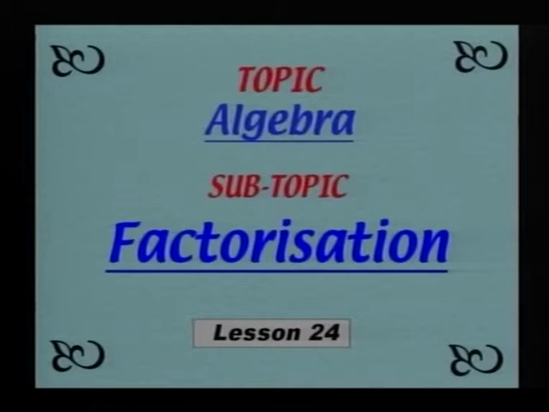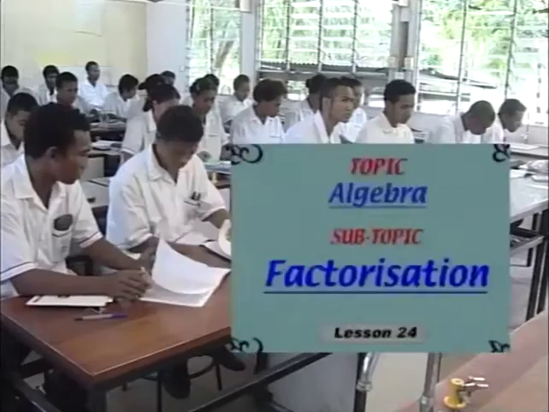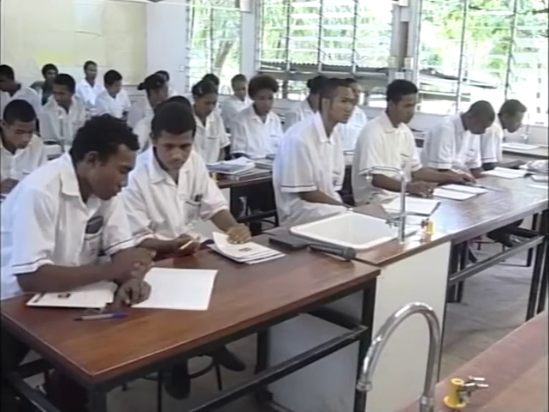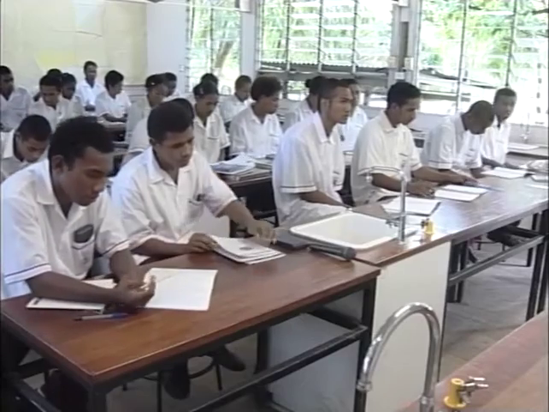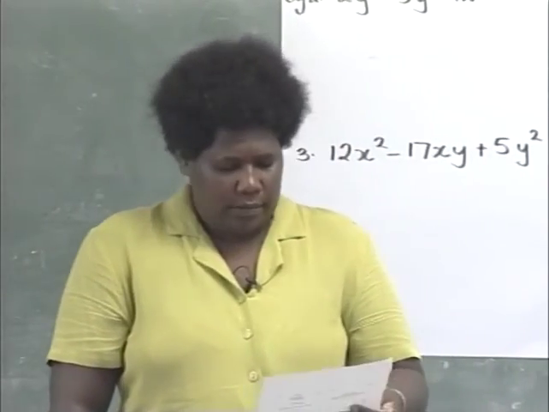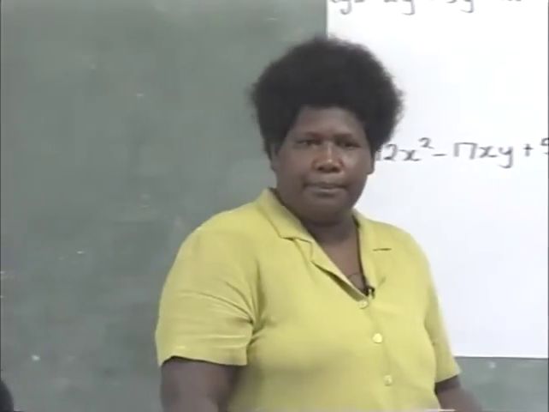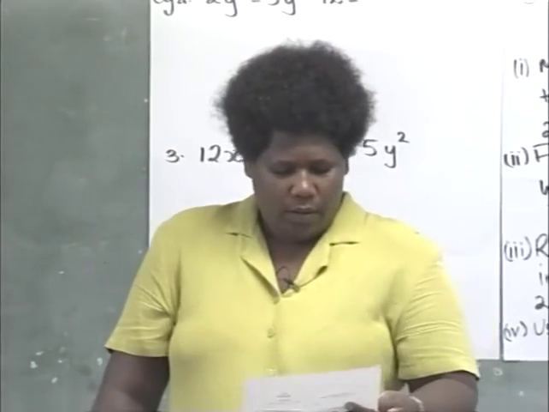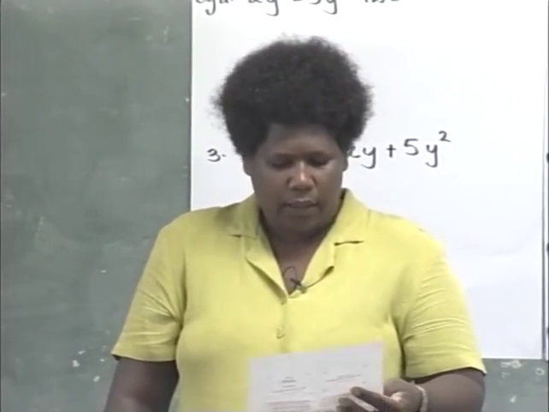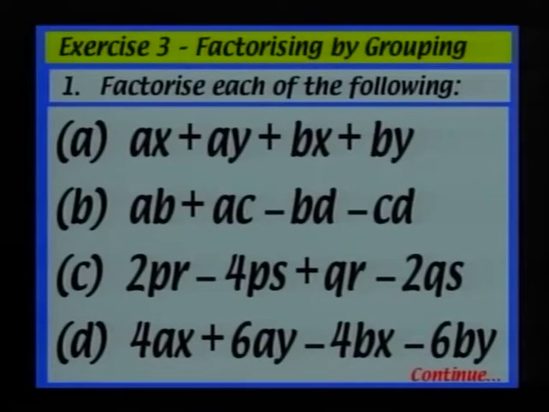All right, then we looked at factorizing using grouping and factorizing quadratic trinomials in our previous lesson. The first thing we will do is look at the homework that you were given. We'll do that orally, and then we'll look at factorizing quadratics, but this time where A is greater than 1. All right then, number 1, A.